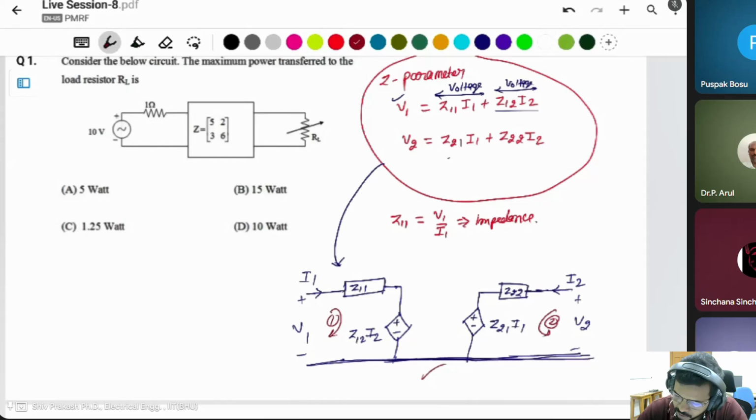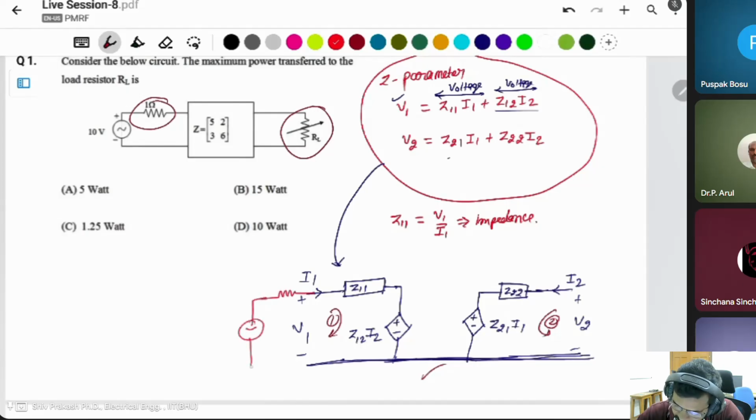There is another resistance, a 1 ohm resistor, and this is the load resistor. Simply, I can add these two in this circuit like that, and this is the 10 volt voltage source, and there is a load resistor RL.